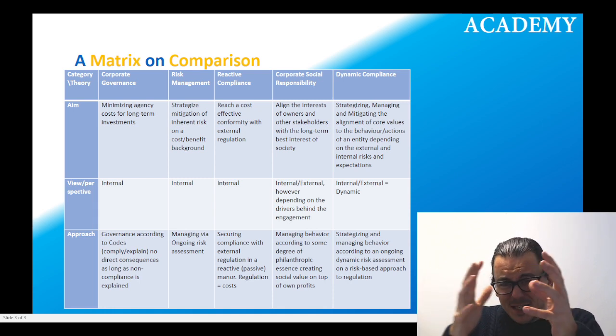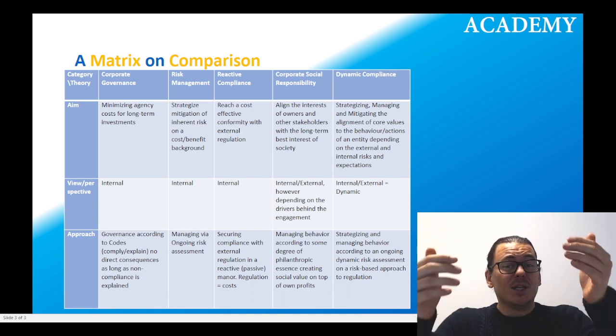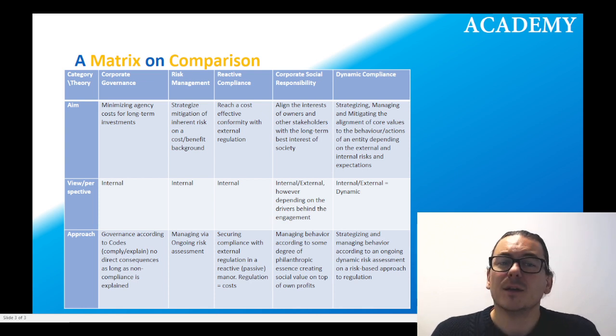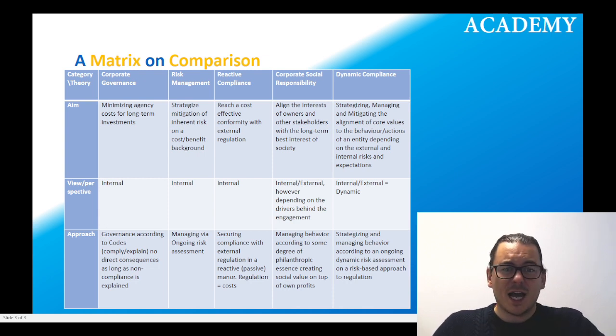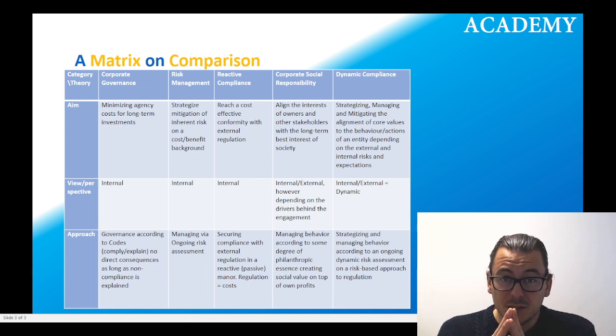So all of these segments put together, with also a dynamic view where we look at both the internal and external sphere, that is the framework of dynamic compliance. The approach is also a combination. We have governance codes, we have managing risk, we have all these different segments, and all this put together is how we should conceive dynamic compliance. Because dynamic compliance is not just a regulatory compliance exercise anymore. Managers have to also understand that compliance is management. You cannot divide them anymore.